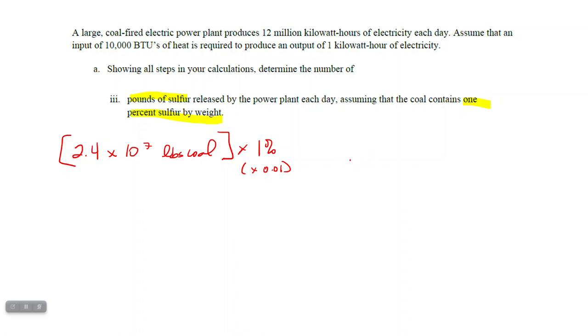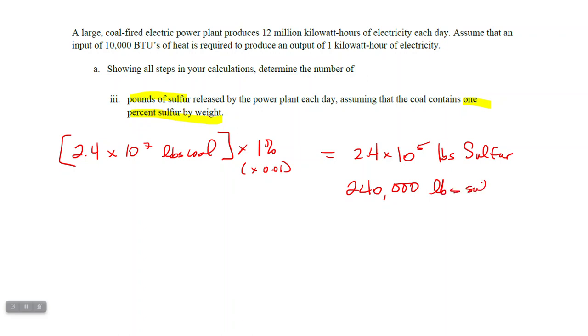All right, now the correct answer is going to be 2.4 times 10 to the 5th pounds, in this case of sulfur, which is also, let's see, I think 240,000 pounds of sulfur.